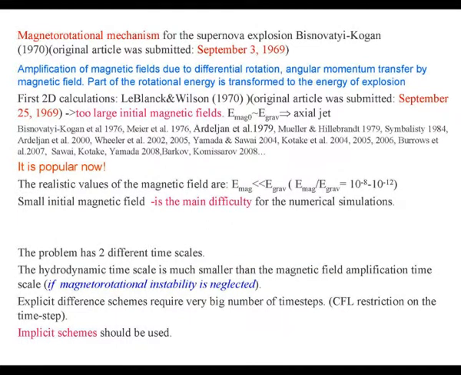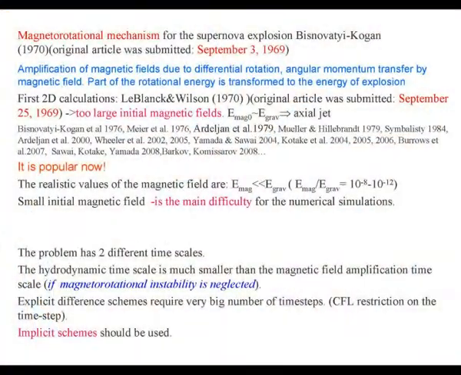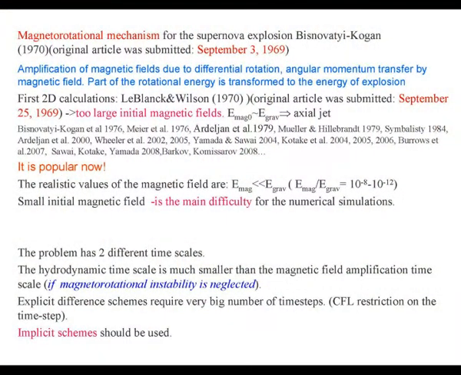But the main problem from the mathematical point of view is the smallness of this parameter, physically speaking, too weak initial magnetic fields. Mathematically speaking, it's a stiff set of partial differential equations because this parameter stands near the time derivative. So physically speaking, the problem has two extremely different time scales. One is a very small acoustic time scale in this core because it's very dense, and a very huge time scale of evolution of the magnetic field.